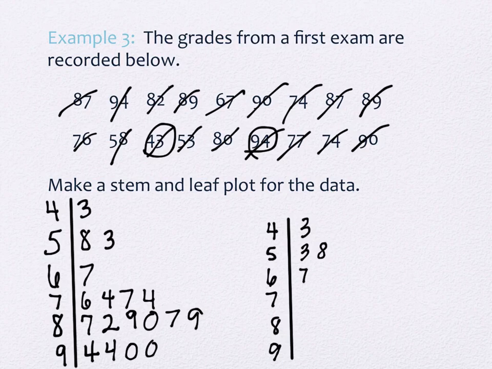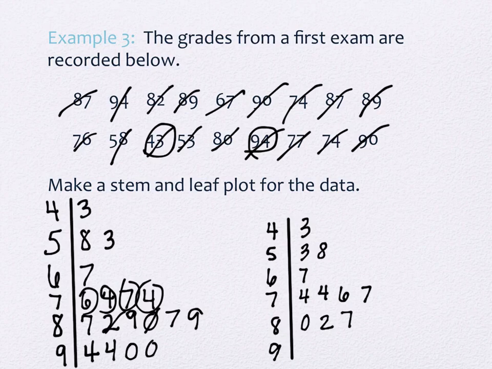I only have one in the 60s row, that's 67. In the 70s, I have 2 4s and then a 6 and a 7. So I'm going to write 4, 4, 6, 7. In the 80s, I have 0 and then 2. And then I have 2 7s and 2 9s. So 7, 7, 9, 9. And then my last one, my 90s row, I have 2 zeros and I have 2 4s.